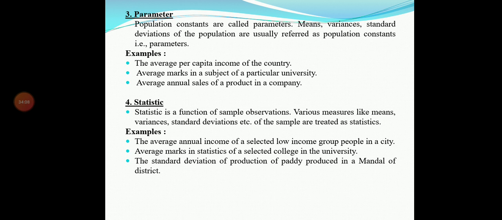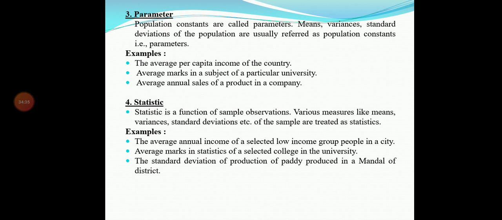Examples. The average annual income of a selected low income group of people in a particular city may be treated as a statistic. Similarly, the average marks in statistics of a selected college from the university.